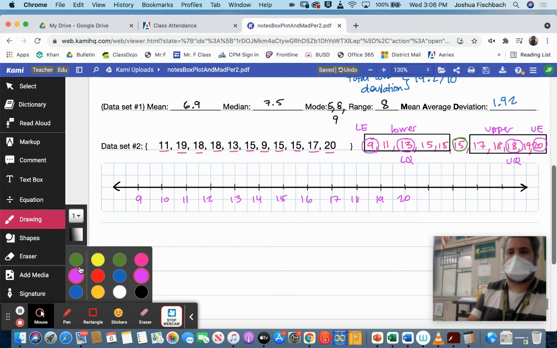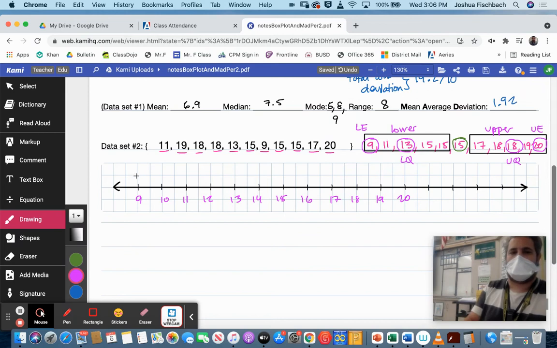Next, we're just going to take these values and put them on the number line. So your lower extreme is 9. Your lower quartile is 13. Your median is 15. Your upper quartile is 18. And your upper extreme is 20.